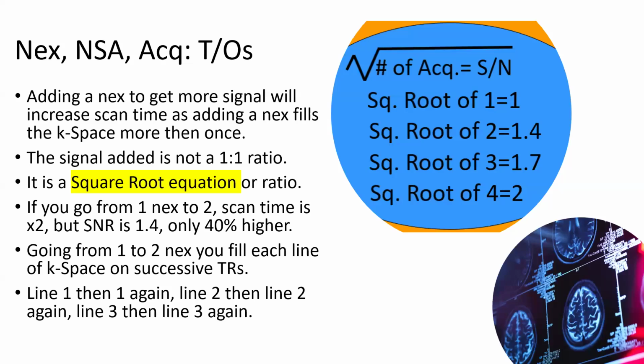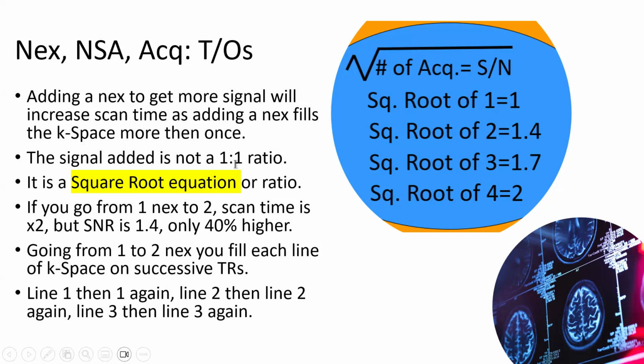Okay. Next, NSA acquisitions. All 3 different manufacturers, 3 different terms. We've got GE, we've got Philips, and we've got Siemens. Basically, a NEX or an NSA or an acquisition is how many times you are going to fill your K-space. Are you going to fill it once? Twice? 5 times? The scanner doesn't care. It will do whatever you tell it to do. Your scan time is going to go up, but so will your signal to noise.